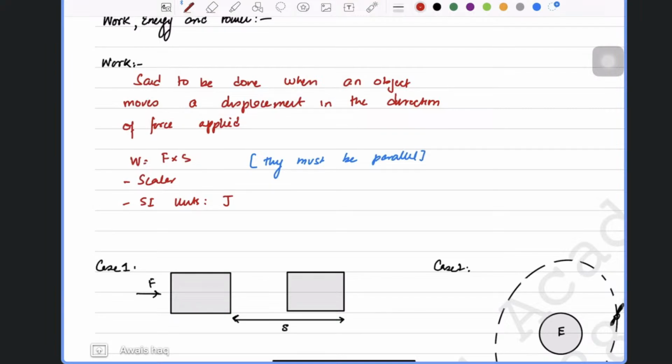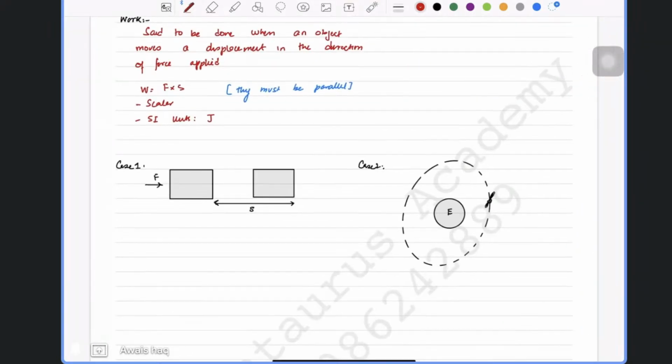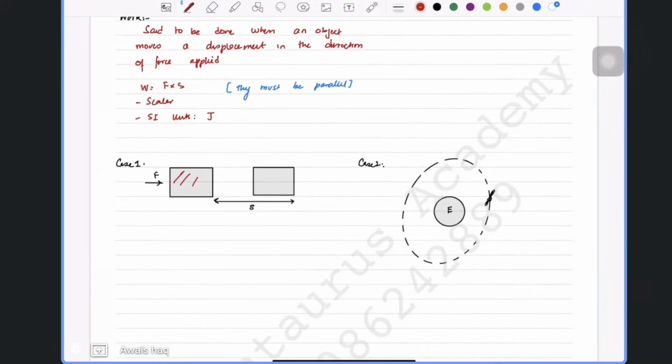So basically in case one, let's look at this and try to understand what's happening. You apply a force on this box. It moves through a displacement. So obviously work is done because it moves, right? But in this case, around the Earth, the satellite is moving in a circular orbit. The force of attraction is towards the Earth and the satellite is moving like this. Do you guys think work is being done due to gravity?